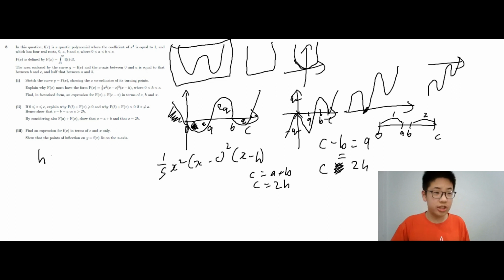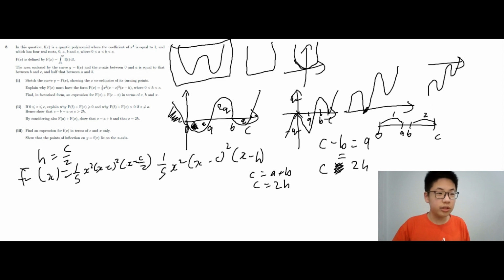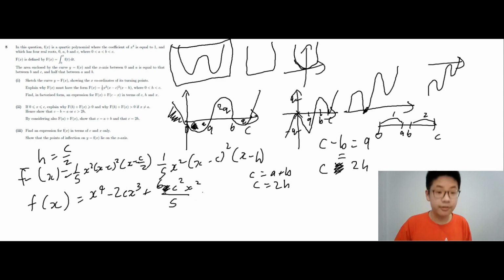Since h is equal to C over 2, then big F of x equals 1/5 x squared, x minus c squared, x minus c over 2. And if you take the derivative, expand and simplify, you get things like x to the power of 4 minus 2c x cubed plus 6 c squared x squared over 5 minus c cubed x over 5. And show that the points of inflection y equals f of x lie on the x-axis.